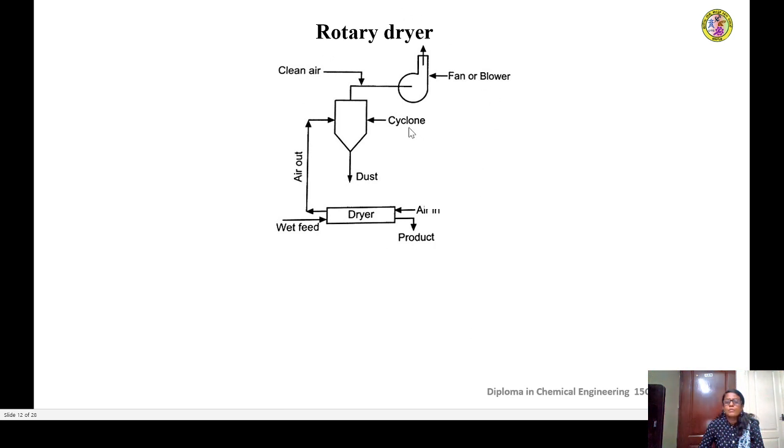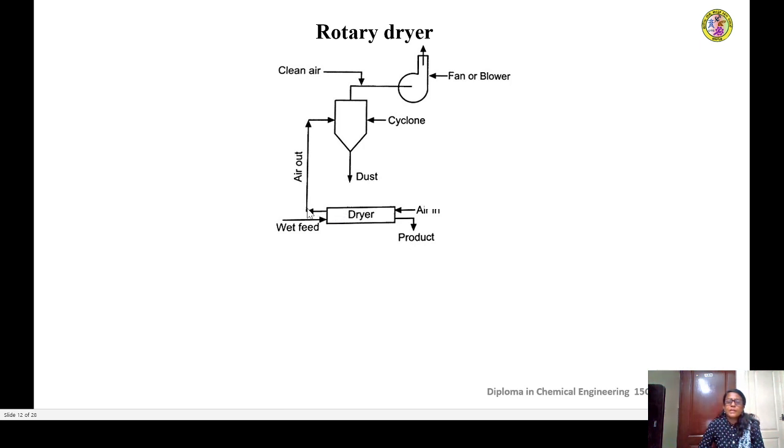Okay, so this is a simple flow diagram showing you how the air draft is provided to a rotary dryer. The air will be sucked through the rotary dryer by means of a fan, and the air going out usually contains dust particles of the product. Since this is a direct heated dryer, the direct contact between the air and the product occurs inside the dryer, and during that time it tends to carry away some of the very fine particles of the product.